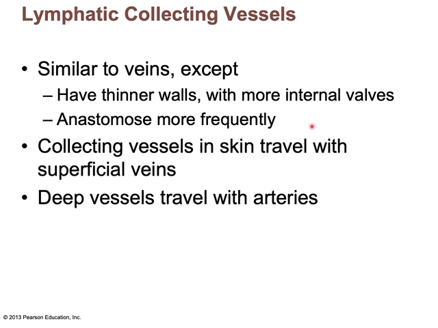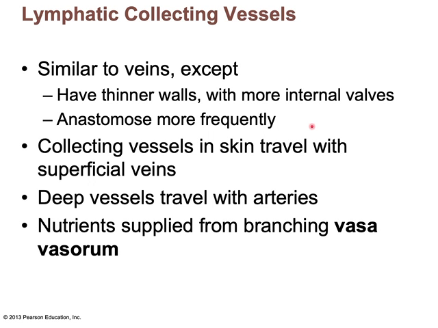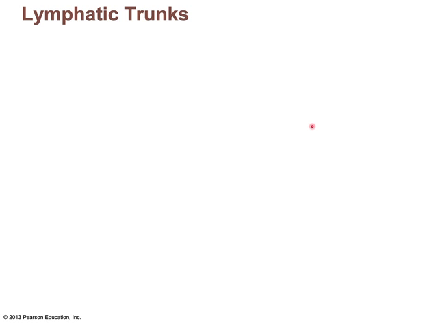The deep vessels are going to travel with the arteries and also probably with a nearby nerve. Nutrients are supplied from the vasa vasorum, and remember that those are blood vessels that actually supply nutrients to the walls of other vessels. Okay, so vessels that feed vessels.